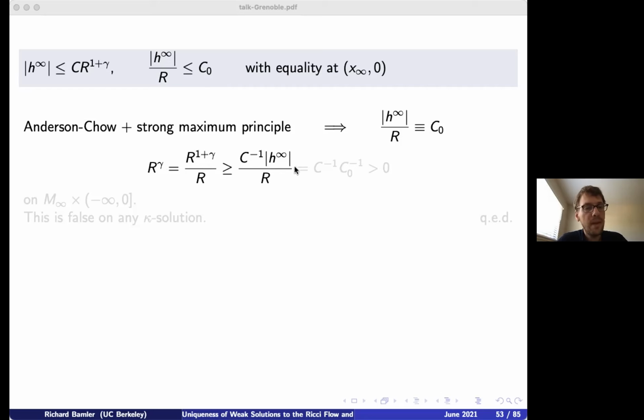Okay, now let's plug this back into the previous equation. Again, I'm going to do the same computations as before. But now I know that this quotient here is constant. So I get that the scalar curvature has to be uniformly bounded away from 0 on the entire kappa solution. But this is false on a kappa solution. On a Bryant soliton, the scalar curvature goes to 0 at spatial infinity. On the cylinder, the scalar curvature goes to 0 as time goes to minus infinity, and so on. Okay, so now this proves this theorem. Are there any questions?